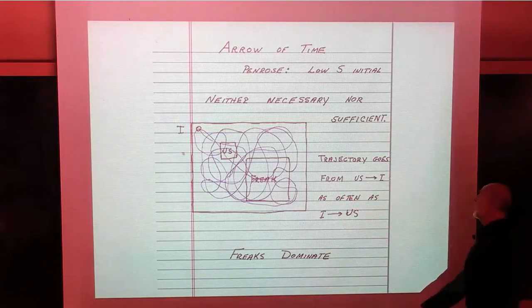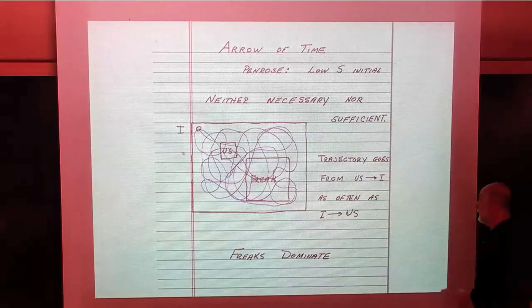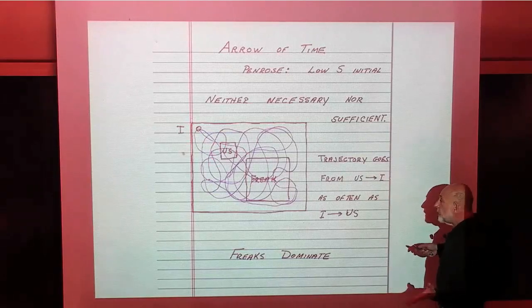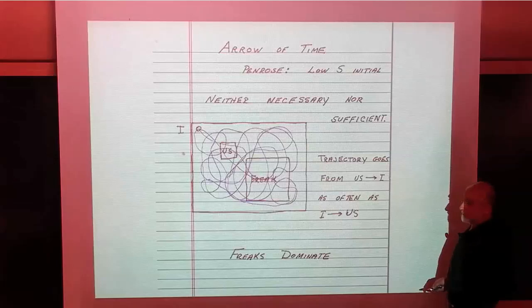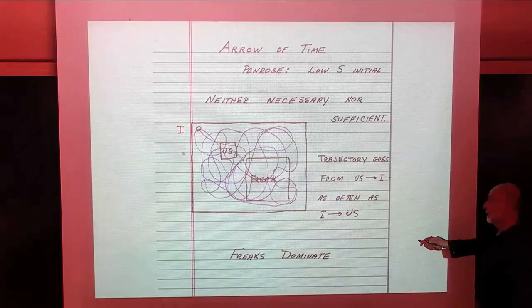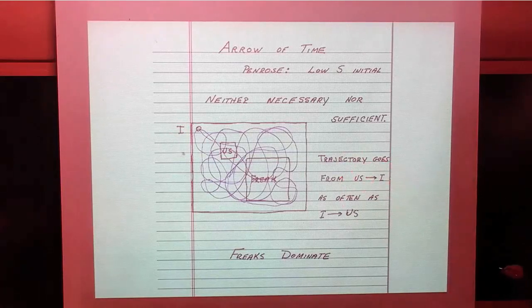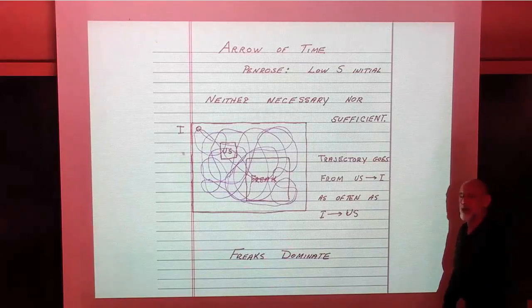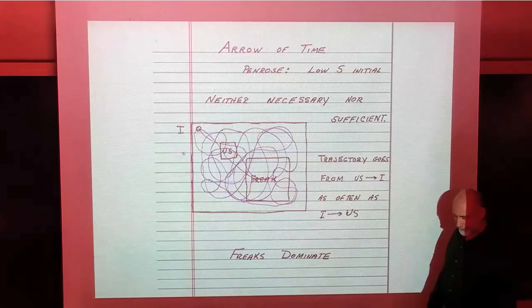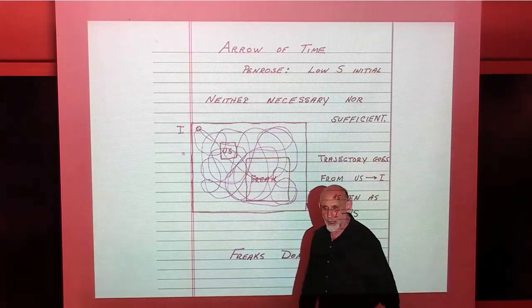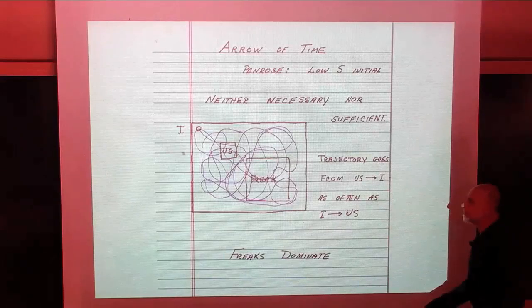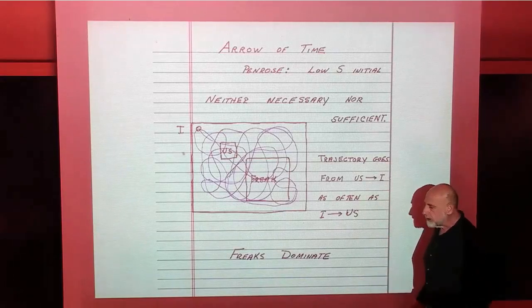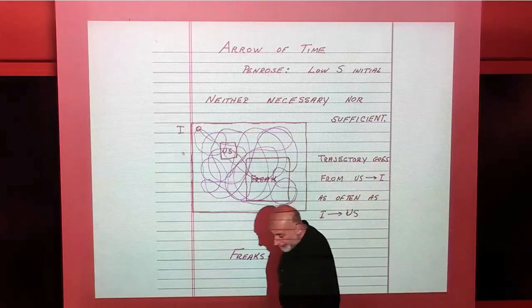And so, what you can say, two very peculiar features of this picture. First of all, the trajectory goes from us to I just as frequently as it goes from I to us. I is not a pronoun. Us is. The trajectory goes from us to I as often as it goes from I to us. That's a little bit peculiar, but true. But more important, freaks statistically dominate by a huge, overwhelming factor. So if you're interested in the statistics of the landscape and the statistics of the things that take place on the landscape and the statistics of different kinds of environments, freaks win by a vast, vast majority.